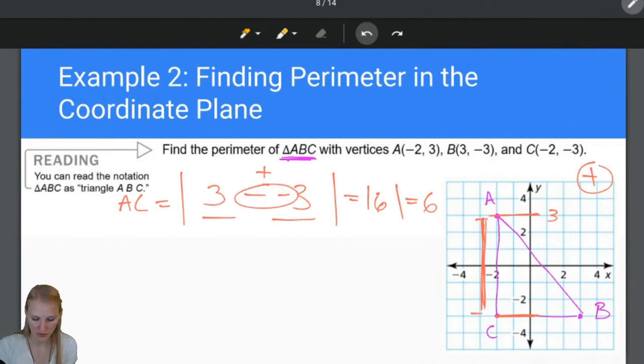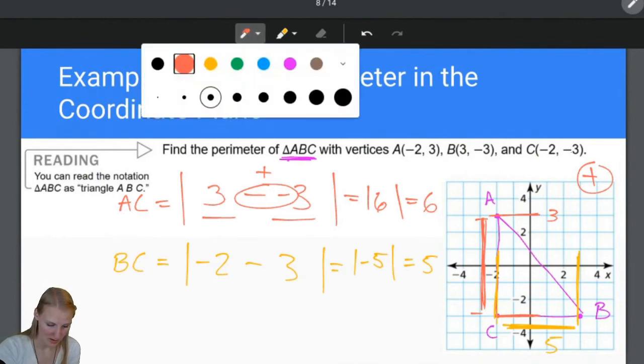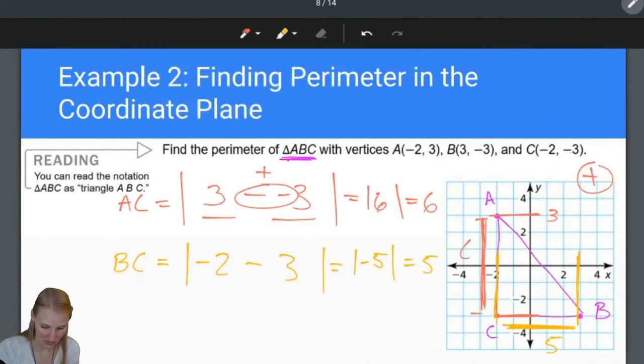Now let's look at the other horizontal side. Let's look at BC. So BC, again, because this line is horizontal, we're going to use the horizontal ruler, which is the x-axis. And C is at -2, so the absolute value of -2 minus B is at 3. So -2 minus 3 is -5. Absolute value of -5 is +5. Cool. So this side is 5 units long. This side is 6 units long.